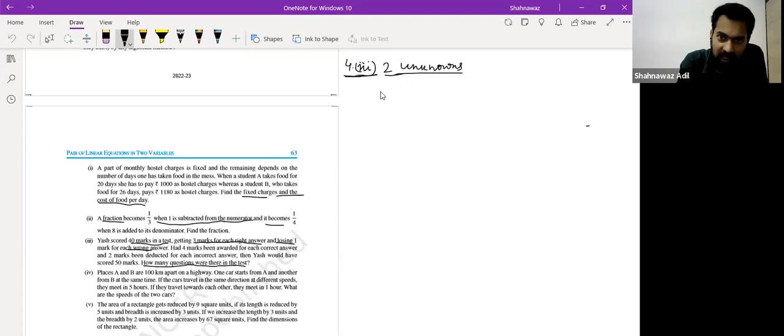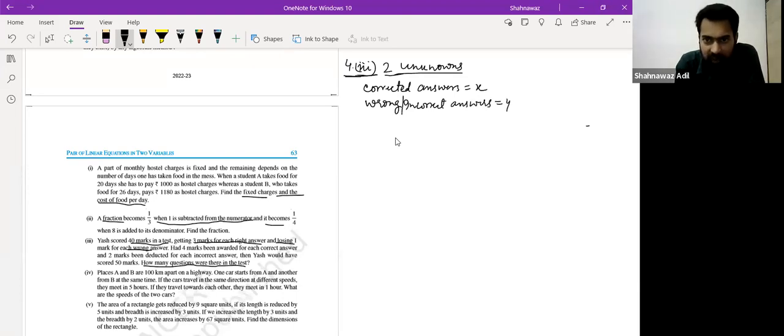Correct answers and wrong answers, right? Correct answers attempted, and the wrong, incorrect answers. So these are one, right? And what is the marks for the total correct answer? Total marks for the correct answer.